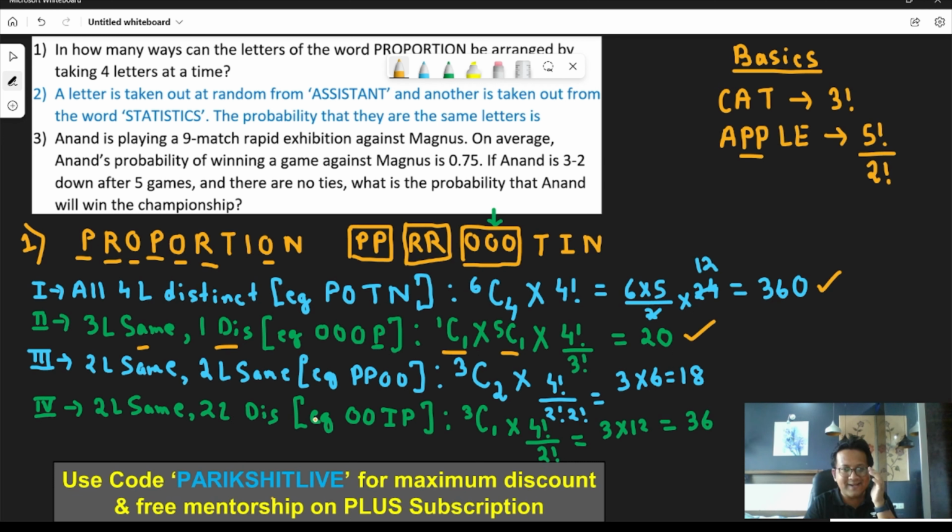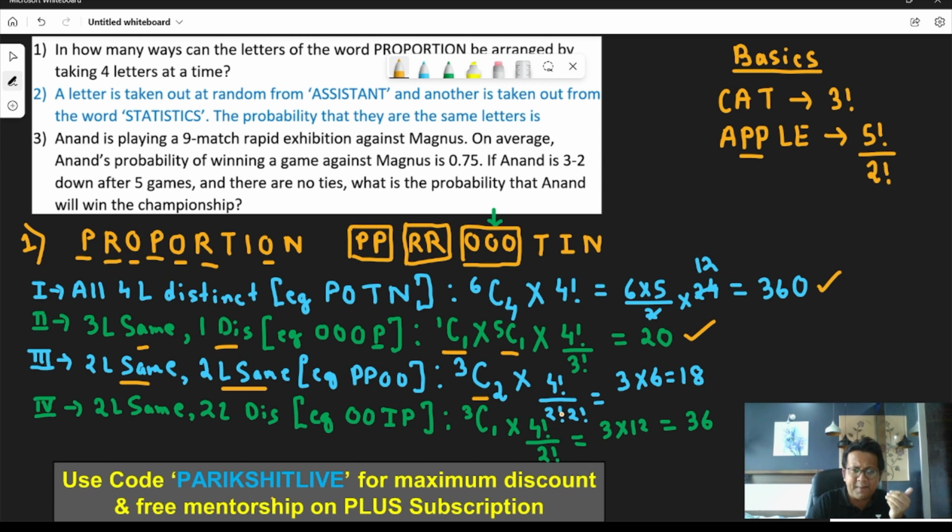Next, 2 letters same, 2 letters same. So again, 2 letters, if they are same and 2 are same, it has to be among P, R, and O. So among P, R, and O, pick up any 2. So how many ways? 3C2. So 3 ways. It could be P and R, it could be R and O, it could be O and P. So 3C2. Again, how many ways can you arrange it?